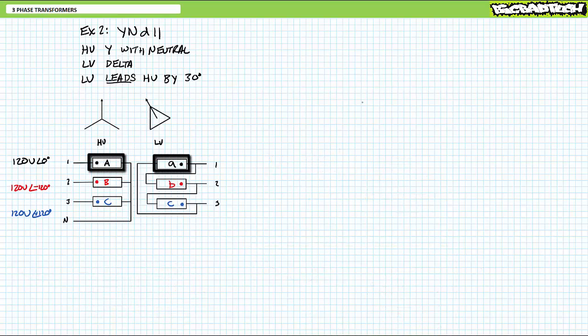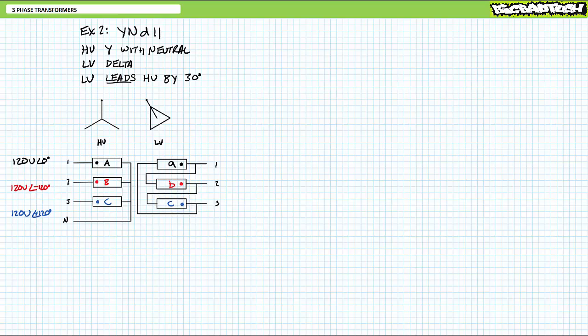As previously, high voltage winding capital A gets mapped to low voltage winding lowercase a with no phase shift. Where's winding lowercase a now? It's between 3 and 1 this time, only it's being used backwards. Similar observations can be made about windings b and c. Lowercase b is between 1 and 2, backwards, and lowercase c is between 2 and 3, also backwards.